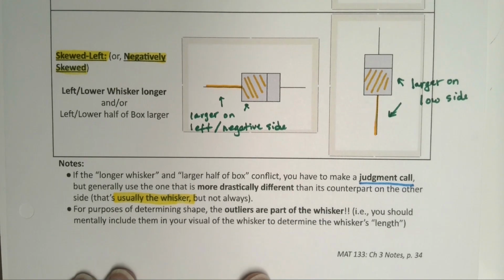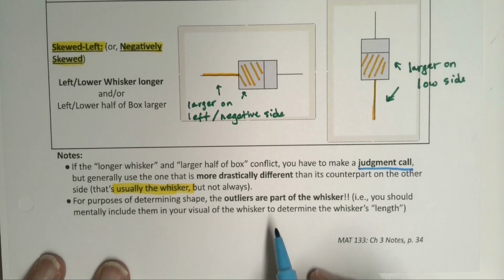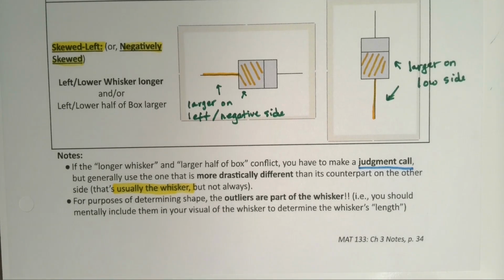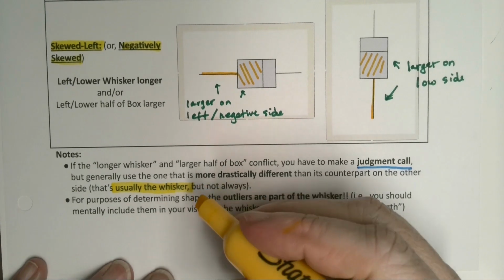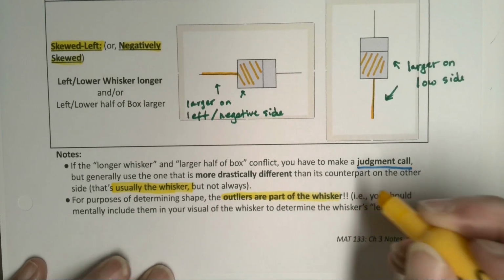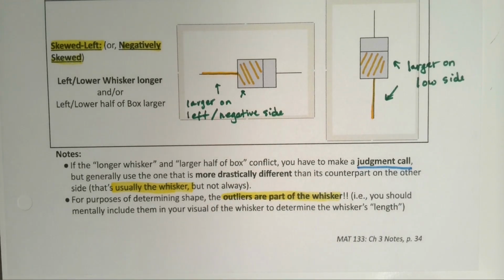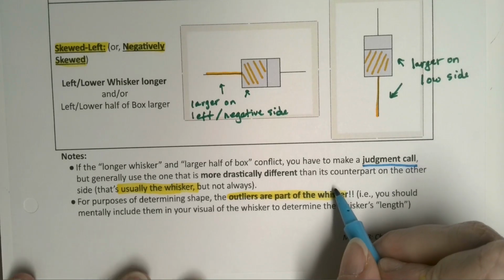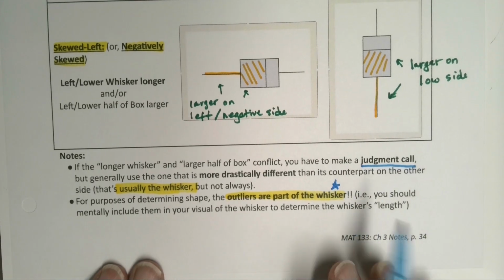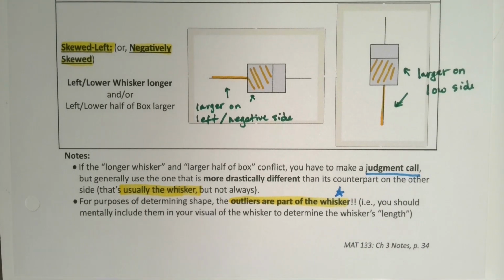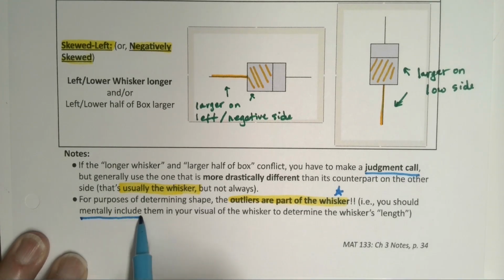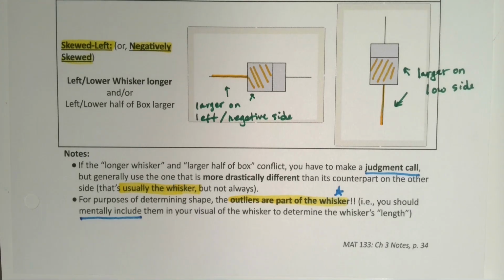And then for the purposes of determining shape, remember, this is very important. The outlier dot is part of the whisker as far as you are concerned, right? The outlier dot is an outlier, but it's part of the data set. And so you have to think of it as being there when you look at your box and whisker plot to think about whether it's skewed left or skewed right. Always mentally include those dots as part of the whisker's length.